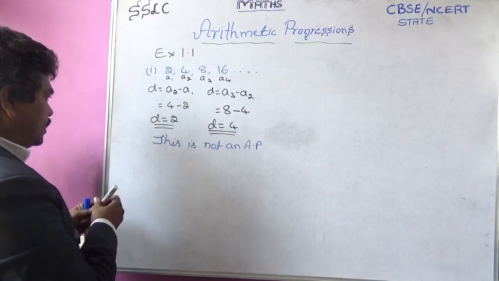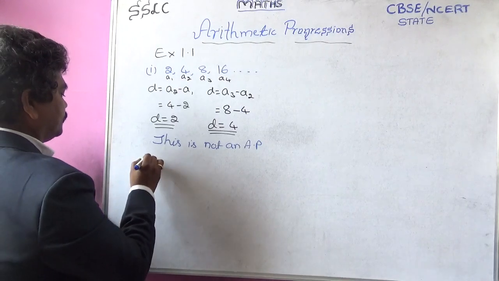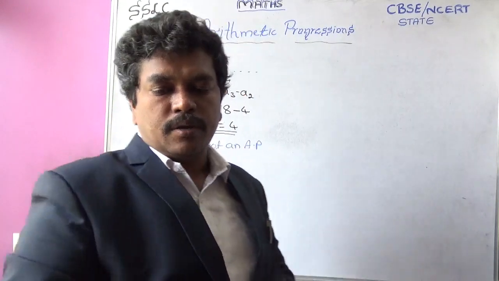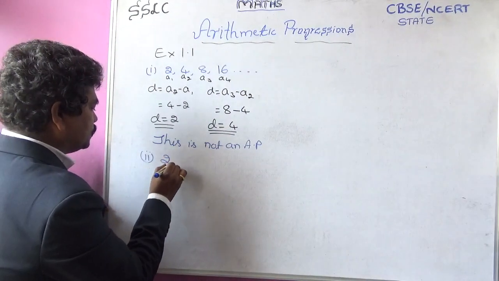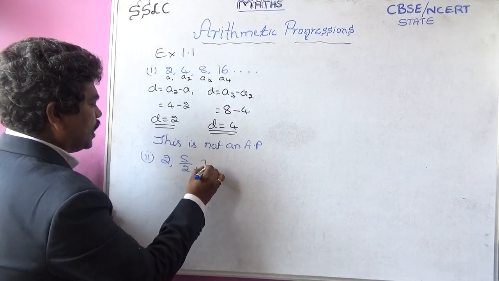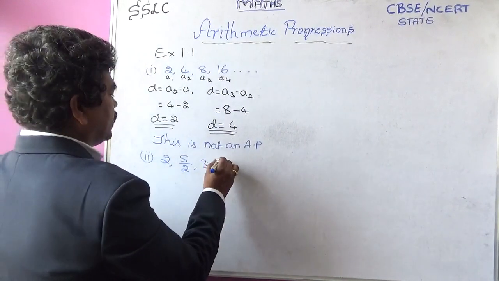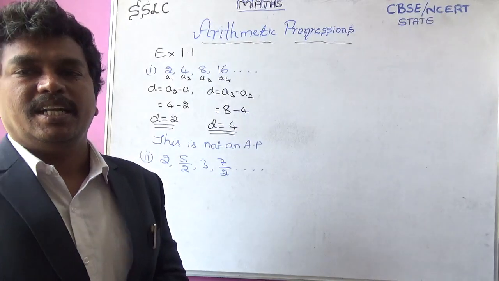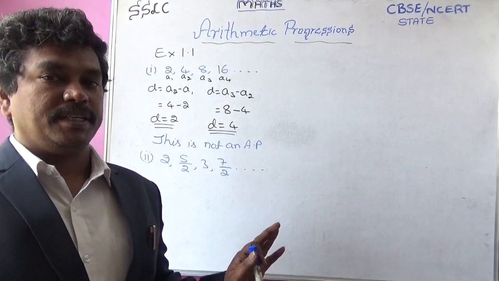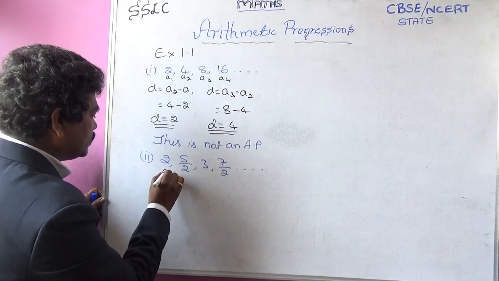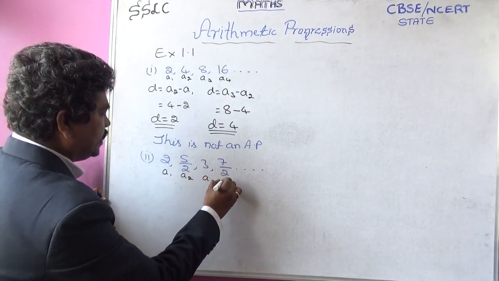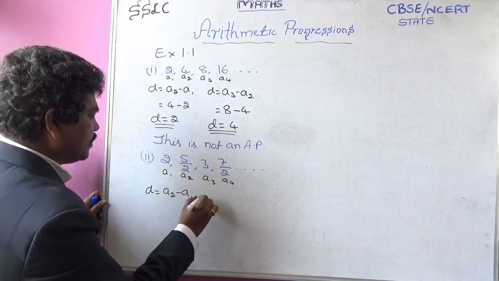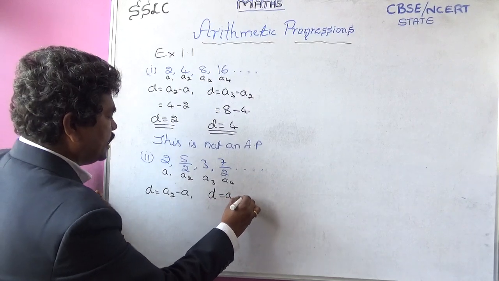Now I take the second one. The second problem gives you fraction terms. Here it is 2, 5 by 2, then 3 and 7 by 2, and so on. This is the arithmetic progression. Now we have to find the value of D for this one. So this is A1, A2, A3, A4. Here D is equal to A2 minus A1, and also D is equal to A3 minus A2.